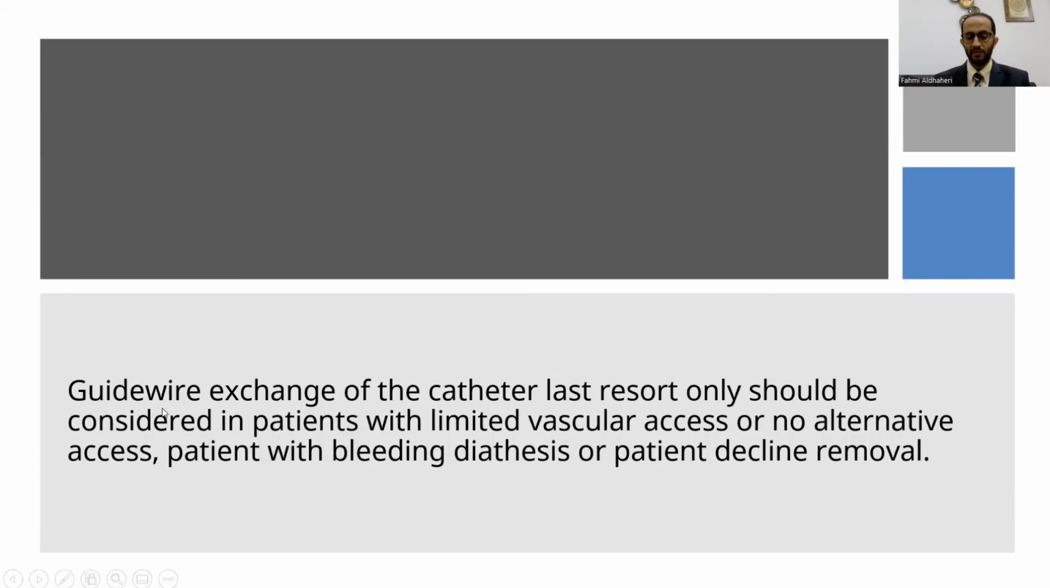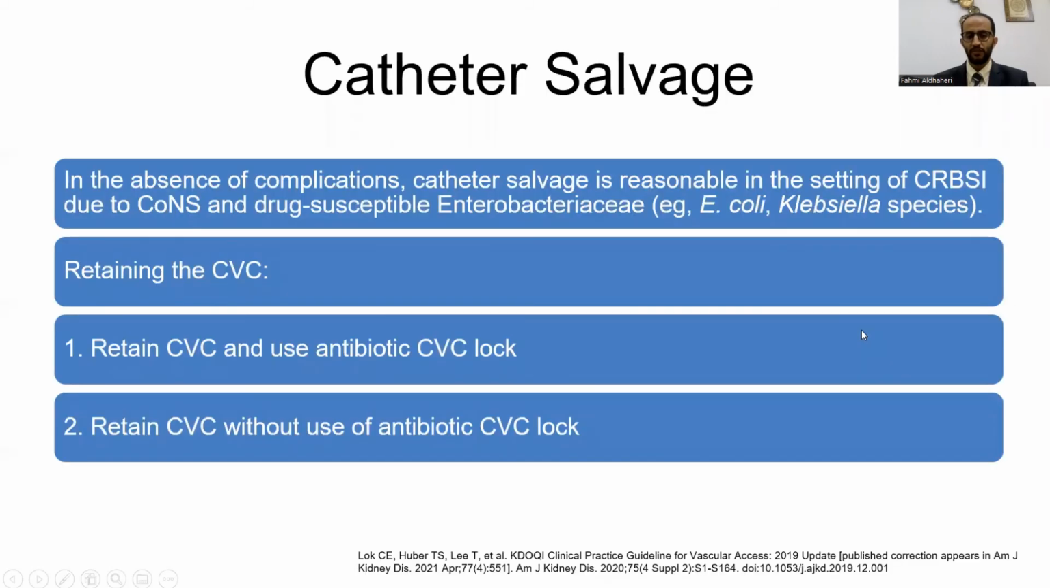Guide wire exchange of the catheter should be considered in a patient with limited vascular access and no alternative access. Also, it should be considered in a patient with bleeding tendency or a patient who declines removal. Catheter salvage should be considered only if the patient doesn't have complicated bacteremia and in the setting of gram-negative or coagulase-negative bacteremia. When we retain the catheter, we have 2 options: use antibiotic lock therapy or just keep the catheter and prolong the duration of the antibiotic.